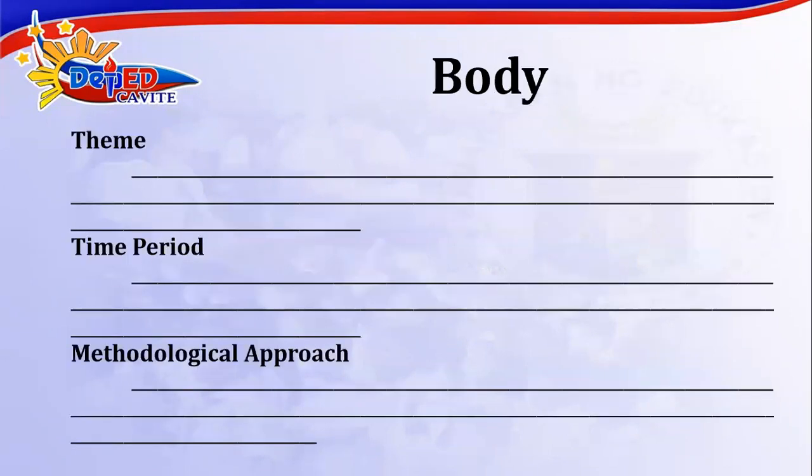So for the body of your literature review, it can be divided into subsections and used as a pattern for each theme, time period, and methodological approach.